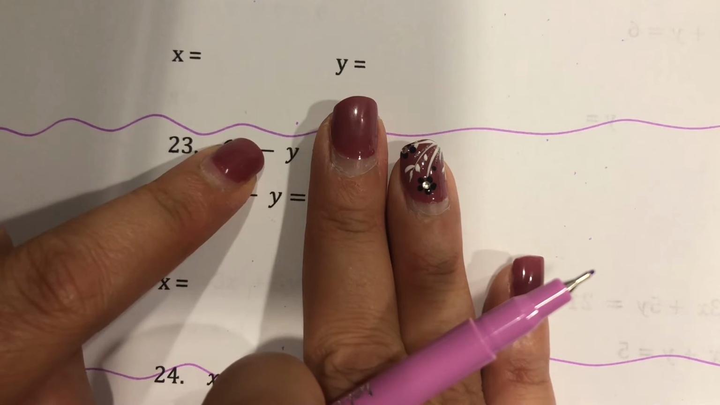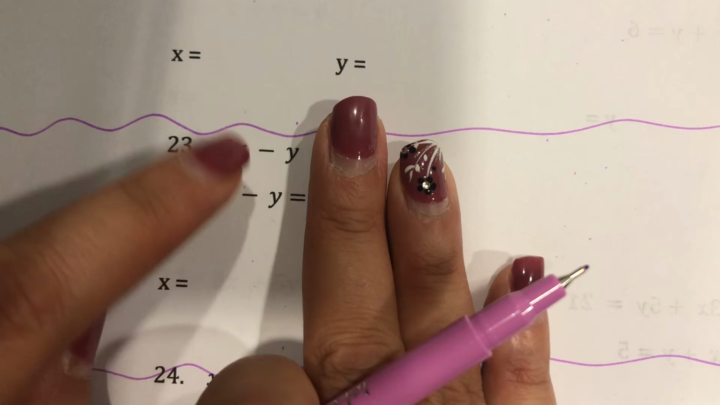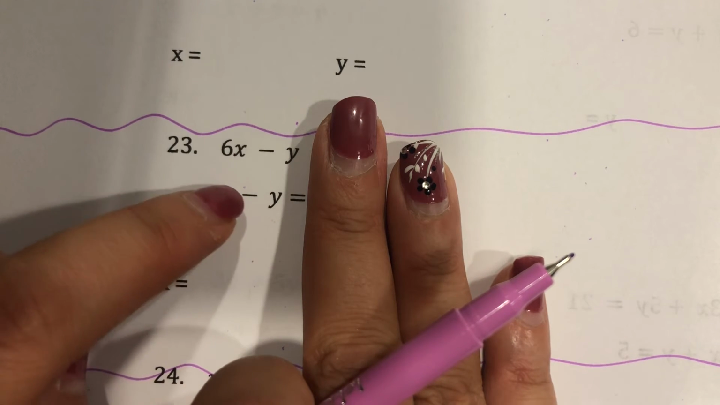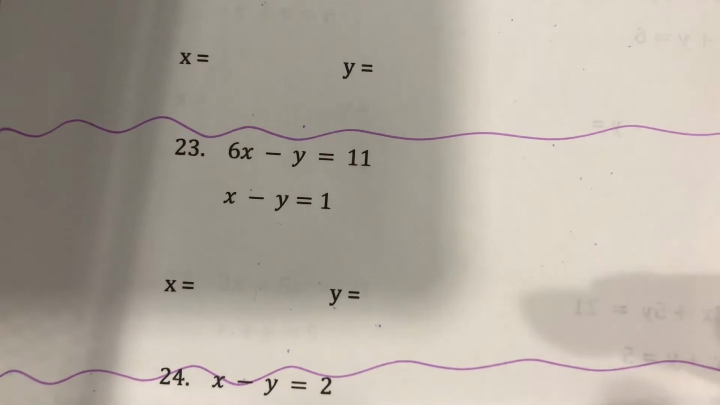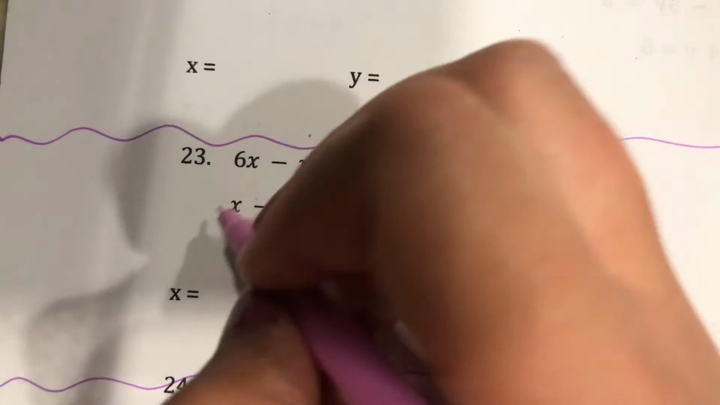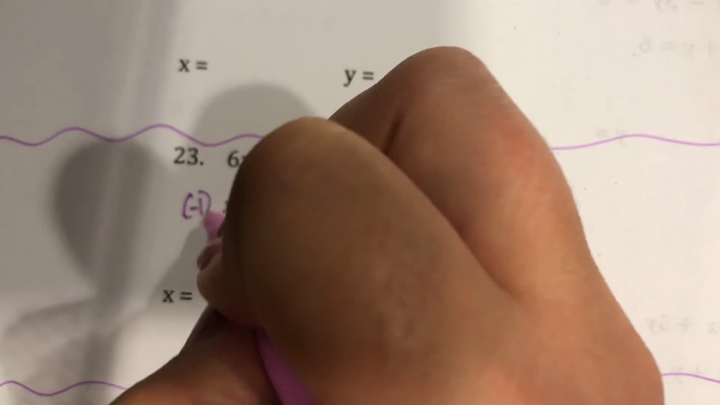Option 2, I have a negative y and a negative y. Both of them are the same. So that means that one of them needs to be multiplied by a negative 1. Since this is a bigger number, I would probably multiply the bottom one by a negative 1.